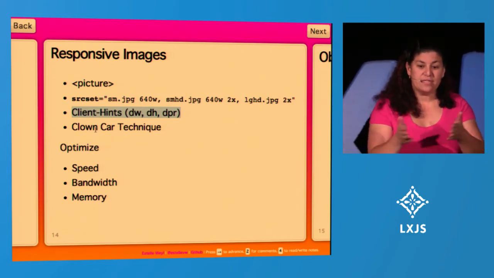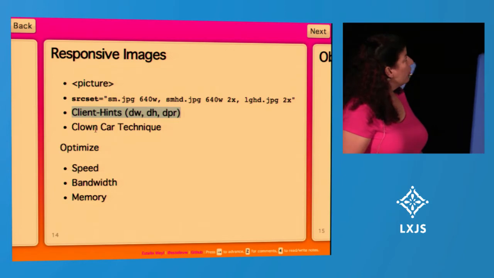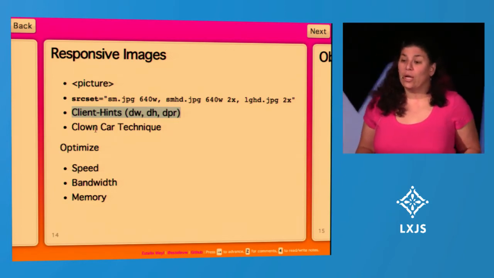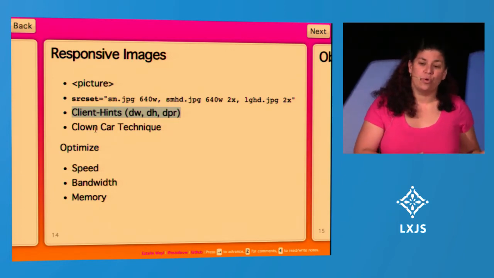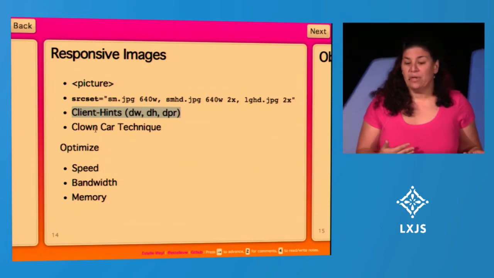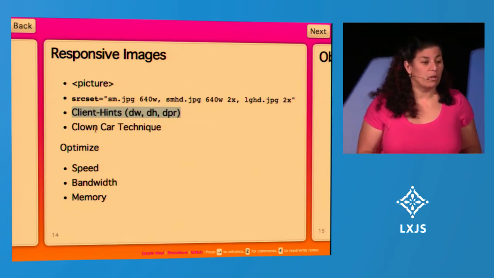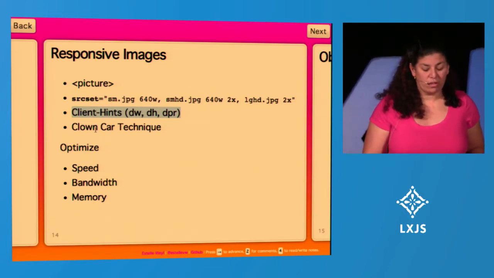You can say, okay, if it's this, send that out. And yes, a user agent could lie. The HTTP request could lie, but that might be because someone is choosing to lie because they want smaller images because they have limited bandwidth.